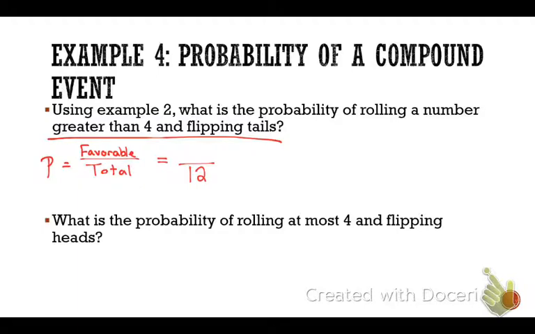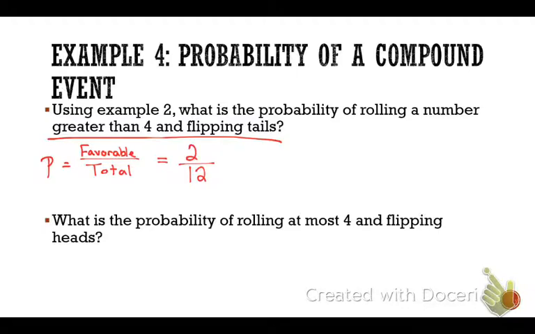Okay, give me one outcome that is greater than 4 and tails. 5 tails. Does that meet both criteria? Is that greater than 4 and tails? Yep. What about another one? Are there any others or just that one? 6 tails. So out of all those possibilities, 5 tails and 6 tails matches both targeted outcomes.